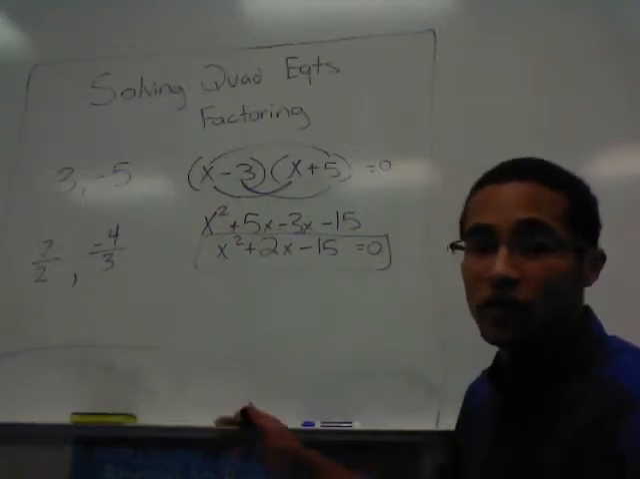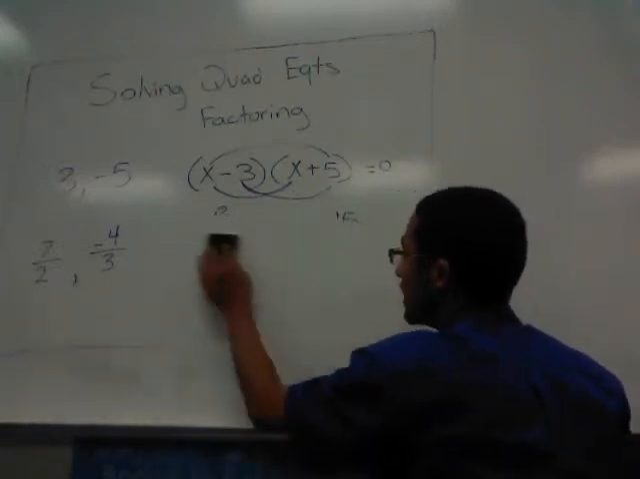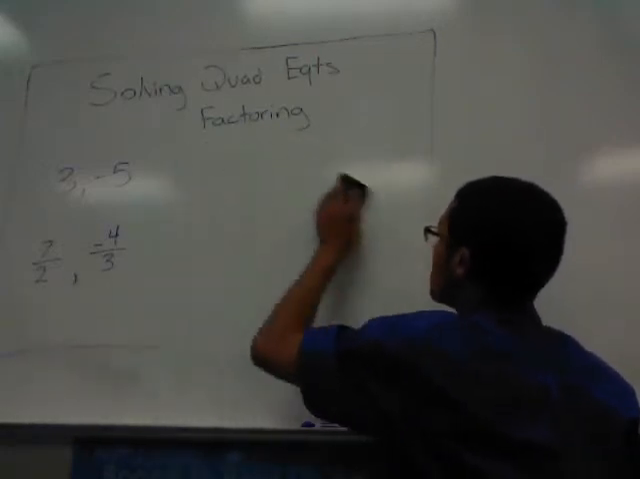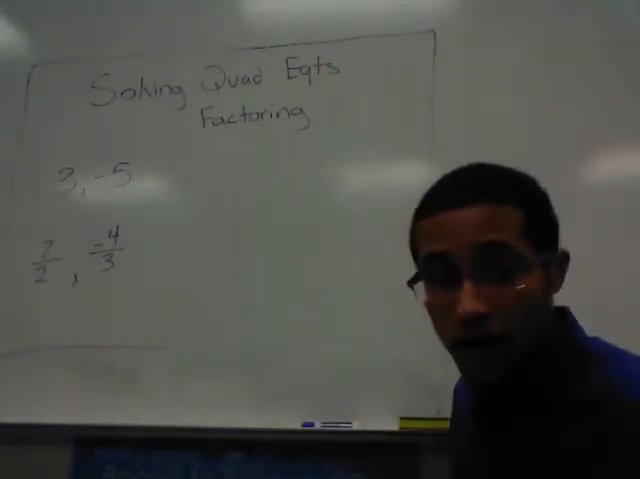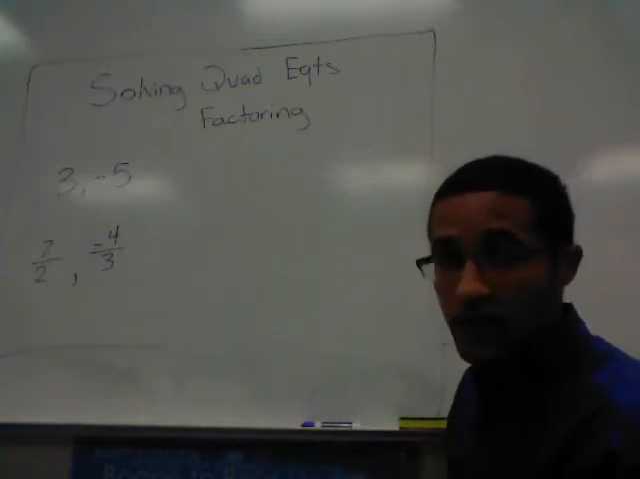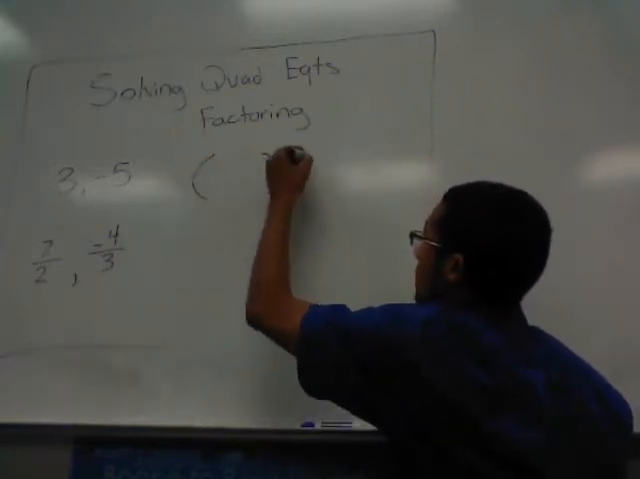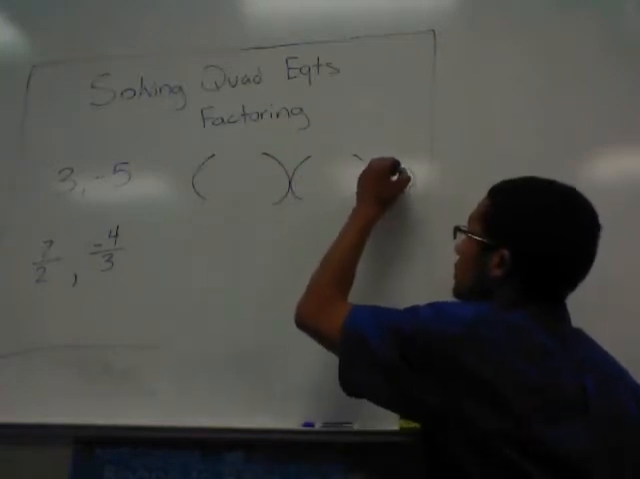So now we want to do this other solution over here. We have 7 over 2 and negative 4 over 3. Don't be scared because you see fractions. It's going to be all right. We can actually plug this information right into the same setup. It's just that you have to plug in a little extra, okay? So we're still going to set up our two parentheses and equal to 0.